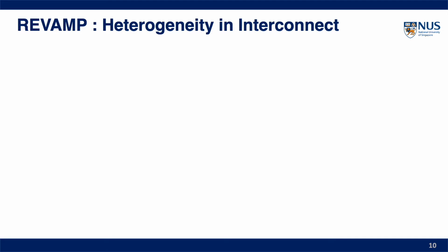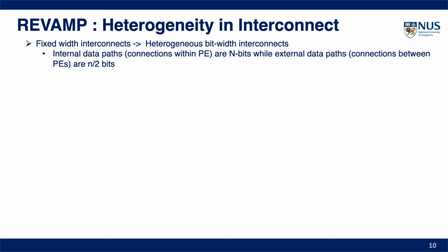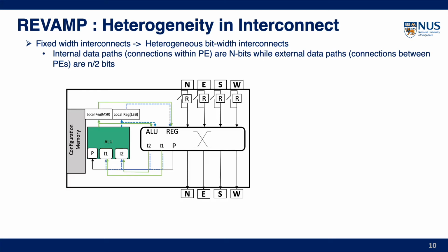Next is the interconnect. We look at 2 aspects in applying heterogeneity here. First is to convert the fixed width interconnects in a homogeneous architecture to heterogeneous bit width interconnects. One such implementation is to keep the internal data paths, that is the data paths within the PE, at full bit width, and the data paths connecting the PEs, or the external data paths, at half the bit width. The figure shows an implementation of a processing element with such variability in bit widths.